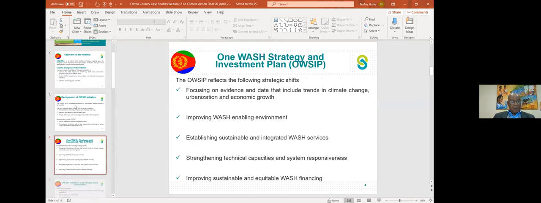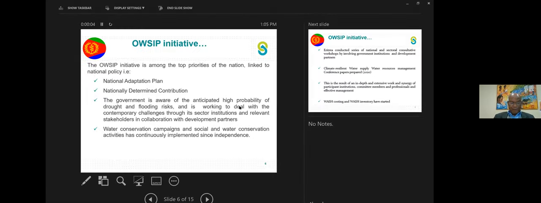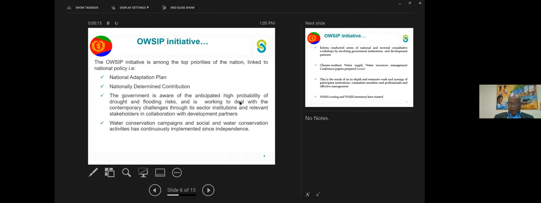The One WASH initiative is among the top priorities of the nation, linked to the national policies which are already in place. One is the National Adaptation Plan, and the nationally determined contribution. The government is also aware of the anticipated high probability of drought and flooding risks. Therefore, it is working to deal with the contemporary challenge through its sector institutions and relevant stakeholders in collaboration with our development partners. Water conservation campaigns and soil and water conservation activities have been continuously implemented since independence.